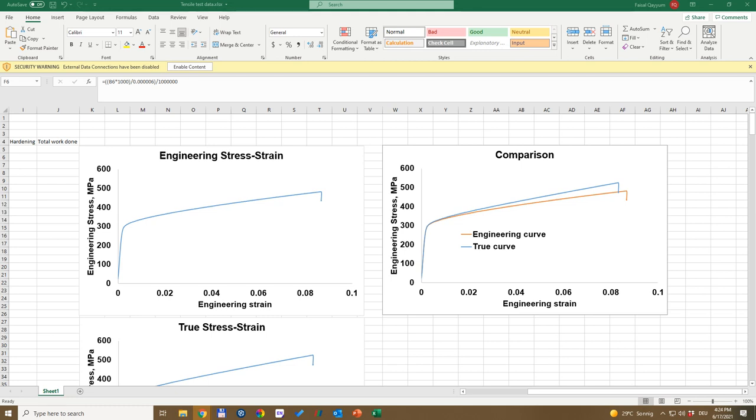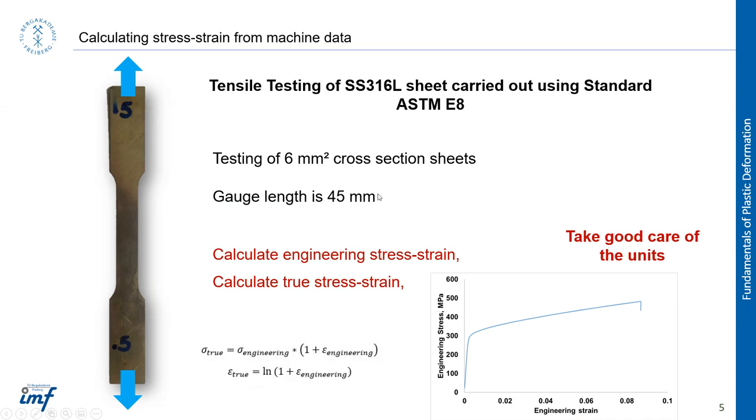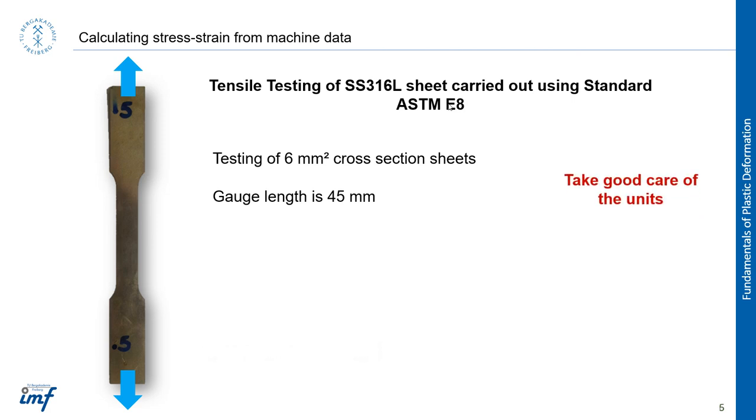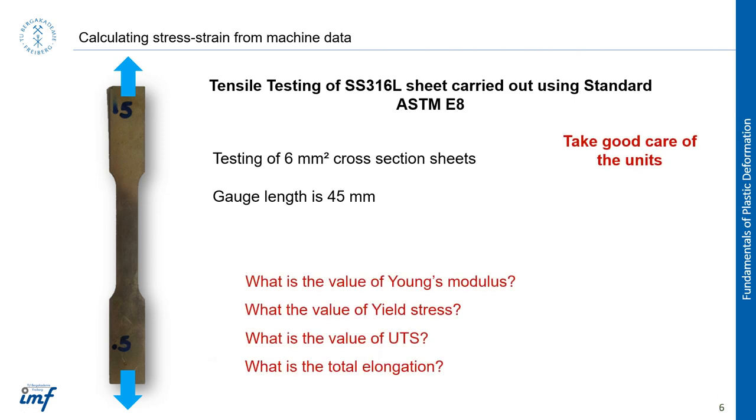Okay, super. So I see that it is clear for most of the students. Now, what we have done so far is we had machine data, which was calculated using this standard ASTM E8, and then we calculated engineering stress and engineering strain. We have those curves in the file, and you probably would have calculated it. And what I would like to know is what is the value of Young's modulus for this material? Can you calculate that?